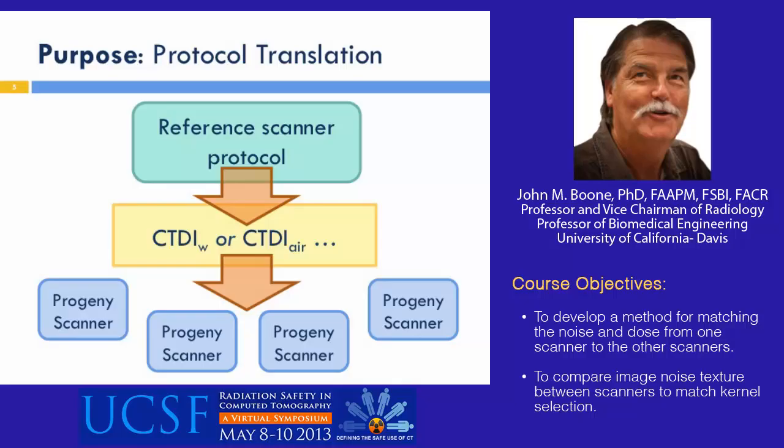Our reference metric, we have used in this work, both CTDI-W or CTDI-Air. CTDI-W in this case is that measured in a 32 centimeter diameter PMMA phantom, and CTDI-Air is really just the dose at isocenter, really the air kerma at isocenter measured in the absence of a phantom. The numbers should compare similarly, of course, and we'll see that is in fact the case.